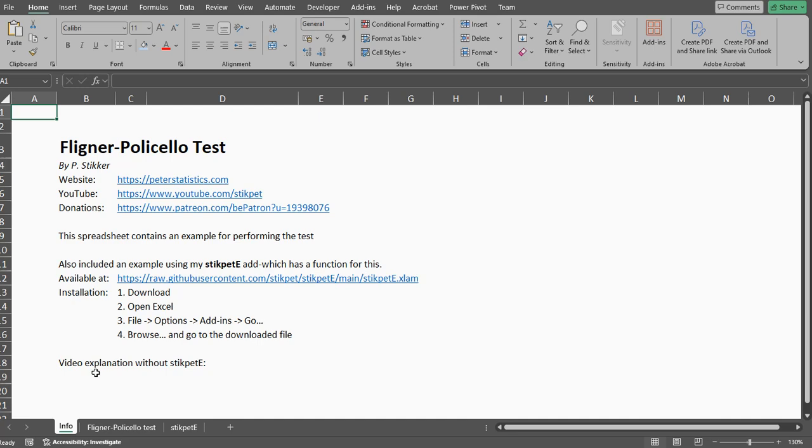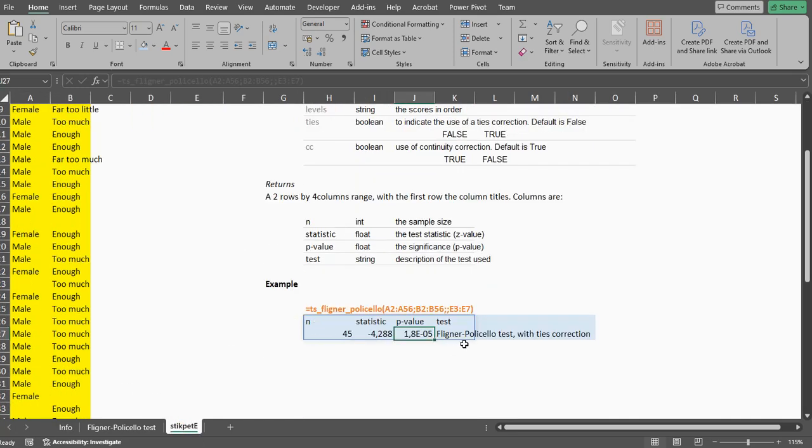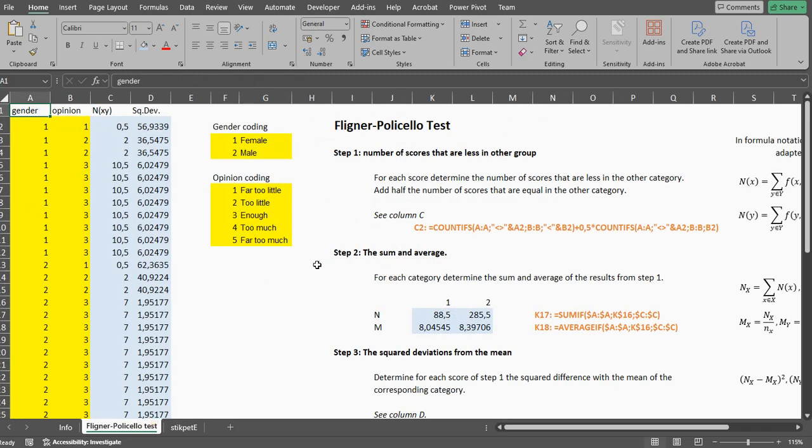In a separate video I'll show you how you can actually do this with my own stikpet add-in, which simply has a function that can give you the results. But in this video I'll show you how you can do it without any of those.